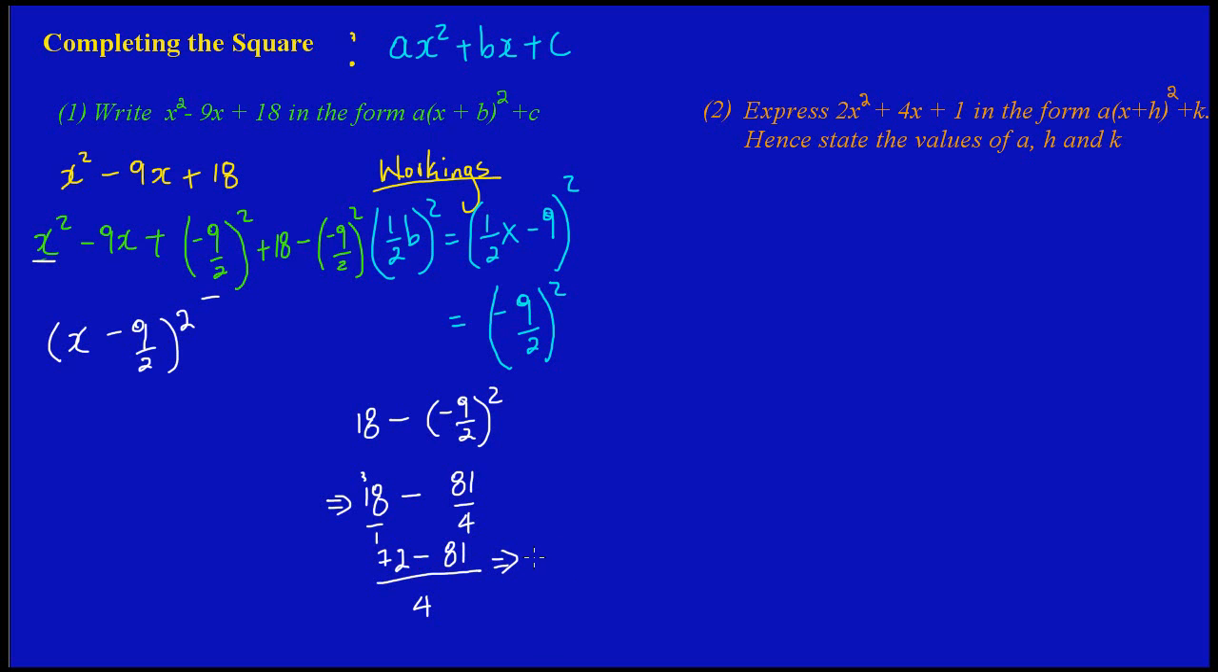So I'm going to be left with a negative, and when I subtract this from this, I'm left with negative 9 over 4. So my constant here, this plus 9 minus this, will give me negative 9 over 4. And that's my answer. It's that easy.